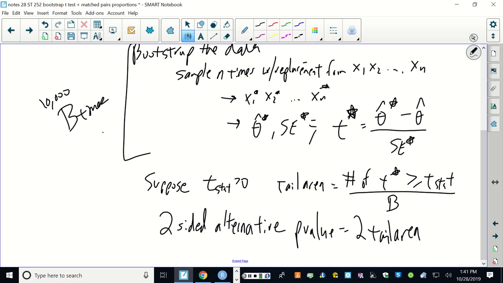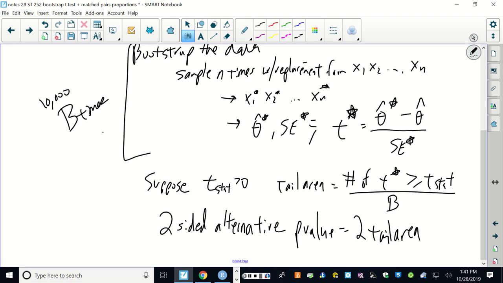The claim is that this works better than the ordinary t-test procedure when the distribution of the sampling of the statistic does not quite look like a t. When there's deviation, small samples, big outliers, skewness, and things like that.